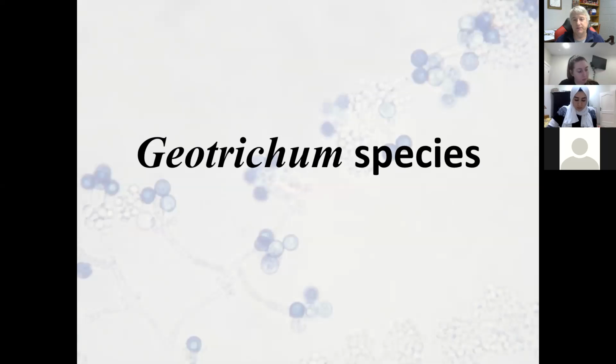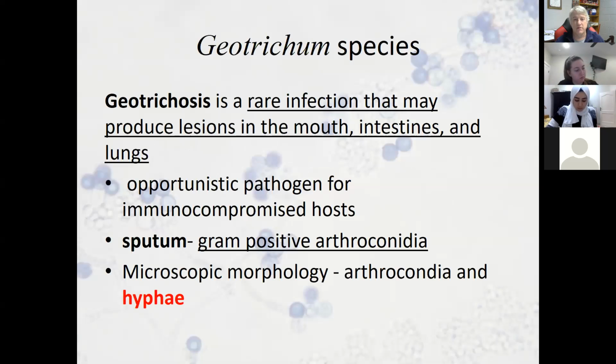Geotrichum species. A rare infection that may produce lesions in the mouth, intestine, and lungs. Did somebody have a question? I hear somebody. So, okay. Opportunistic pathogen, again, in the immunocompromised host. In the sputum, we have gram-positive arthroconidia.